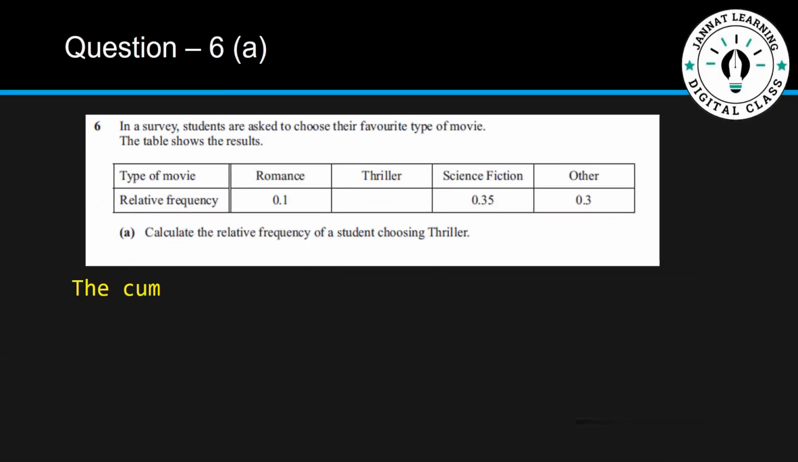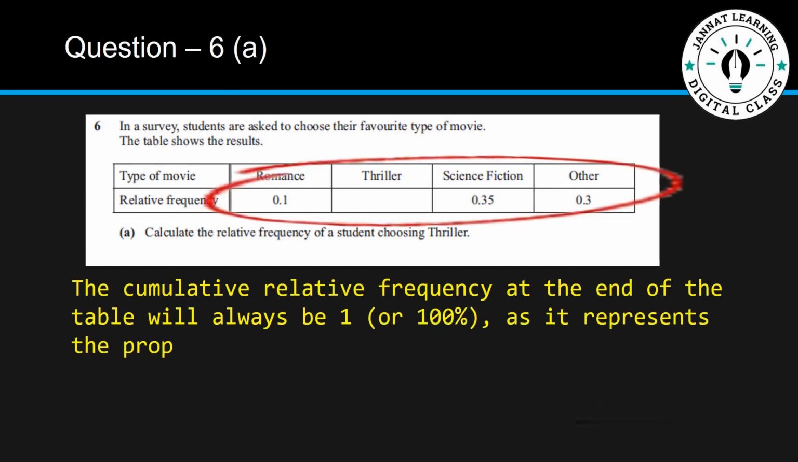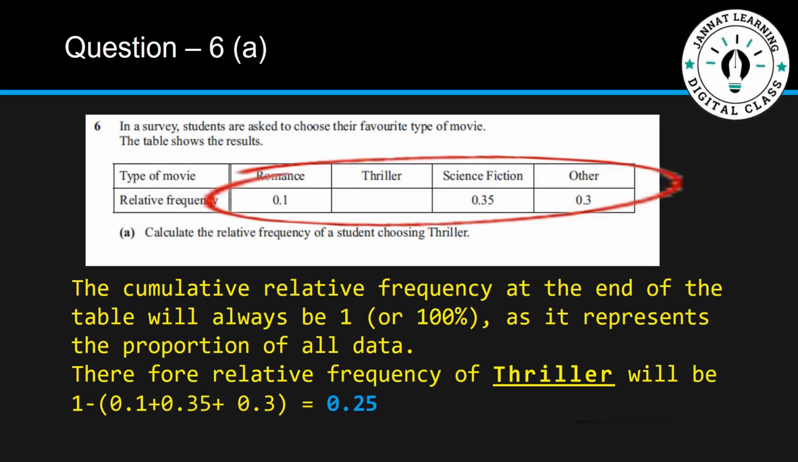The cumulative relative frequency at the end of the table will always be 1, or 100%, as it represents the proportion of all data. Therefore the relative frequency of thriller will be 0.25, by subtracting 0.1 plus 0.35 plus 0.3 from 1.